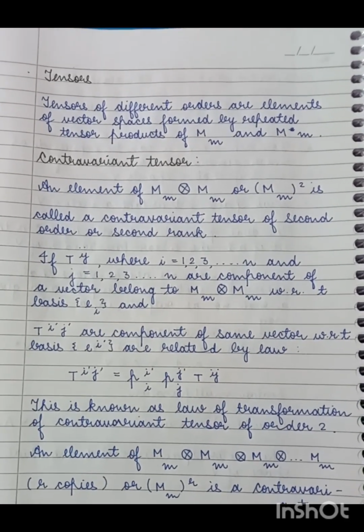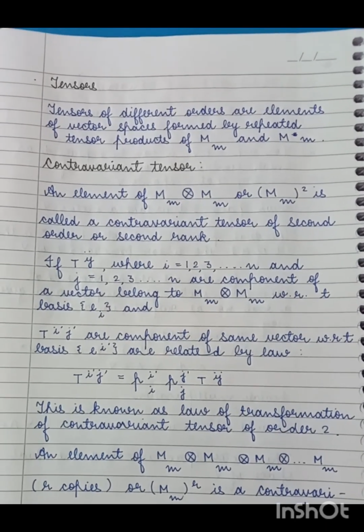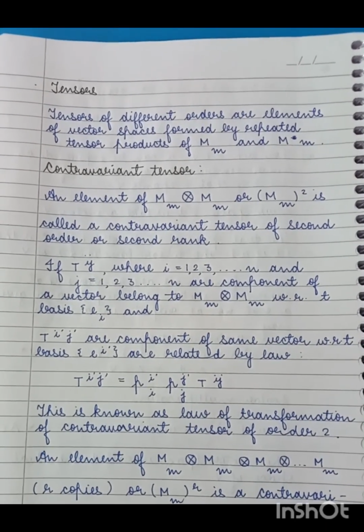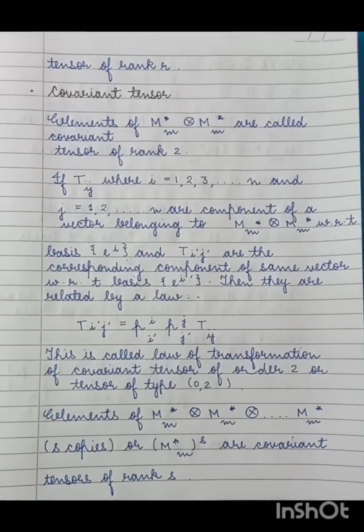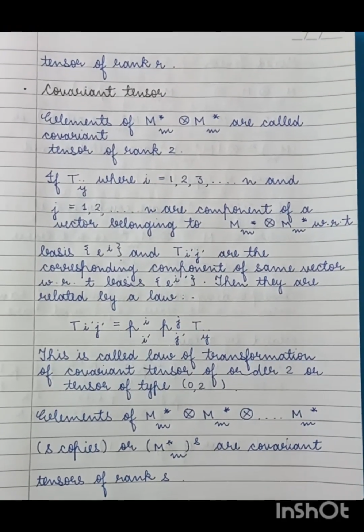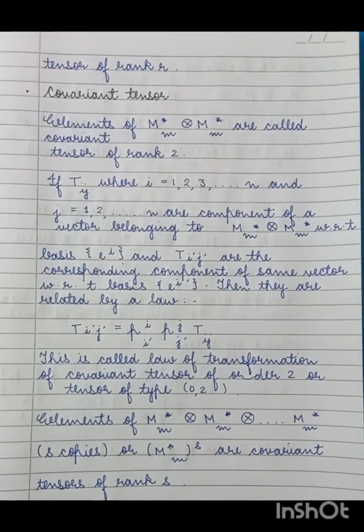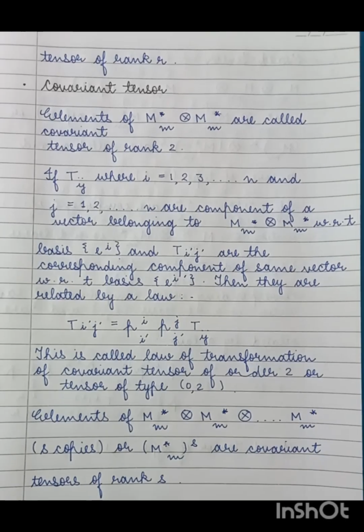An element of M⊗M⊗...⊗M, r copies, or M to the power r, is a contravariant tensor of rank r. Now what is a covariant tensor? Elements of M*⊗M* are called covariant tensors of rank 2.